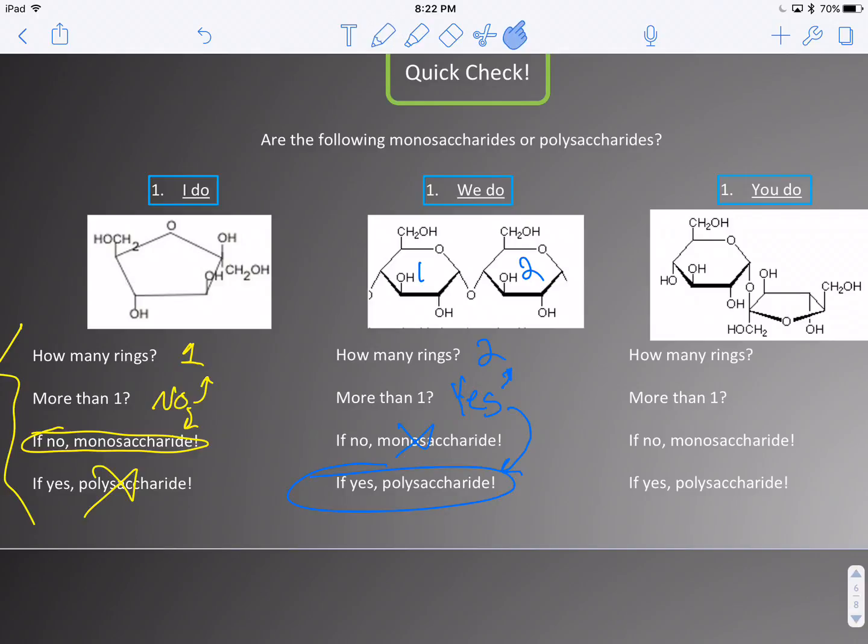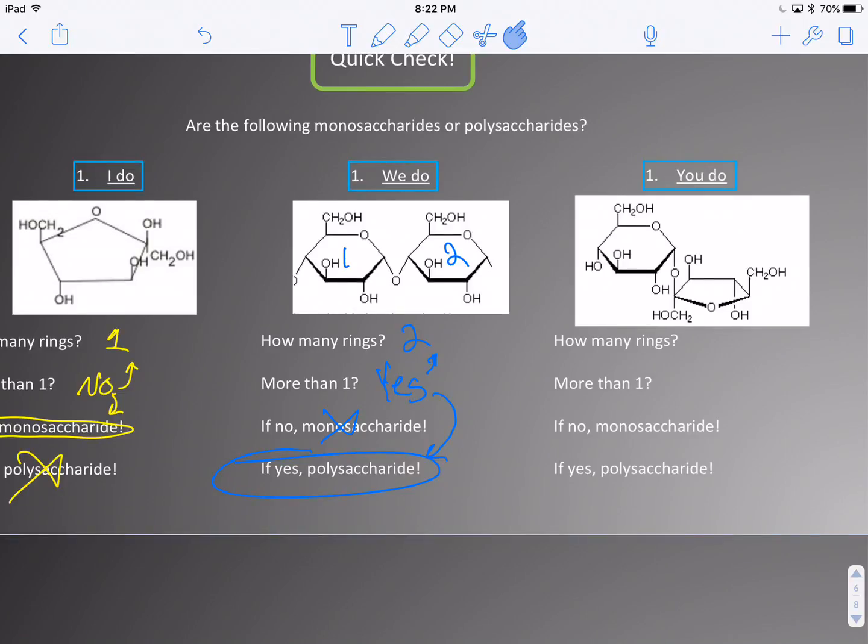And then I want you to be able to do this last one on your own. Again, how many rings are there? Is there more than one? And then circle the answer on the bottom. This is the way I want you to set it up. The first question you should always ask is how many rings? And then your next question, is there more than one? If yes, polysaccharide. If no, monosaccharide.